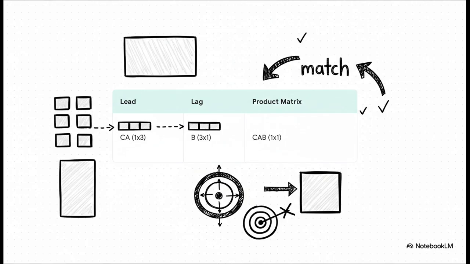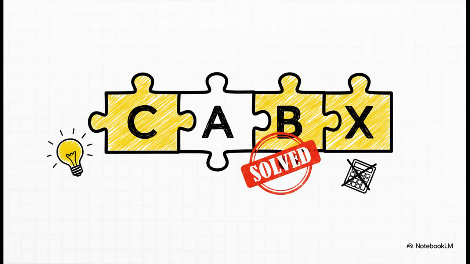And that is exactly what we were looking for. It's a match for X. And just like that, case closed. The only possible sequence is C times A times B. Now, did you notice something amazing here? We solved the entire puzzle without multiplying a single number inside those matrices. It was all pure logic and deduction.